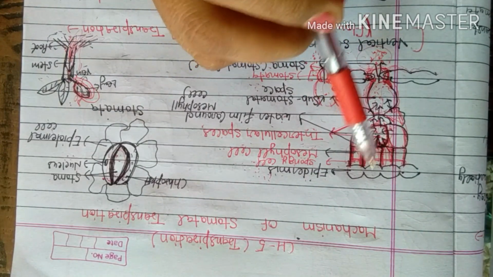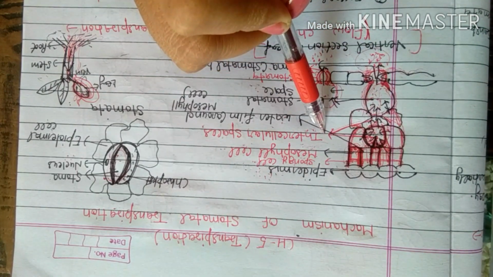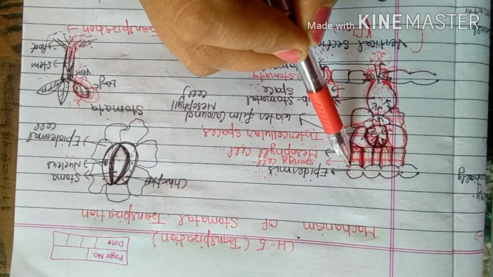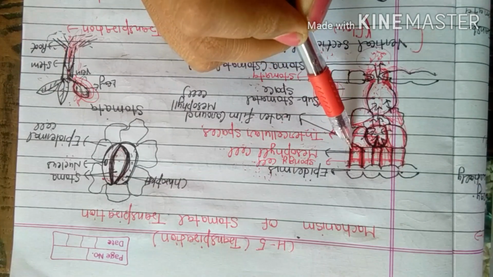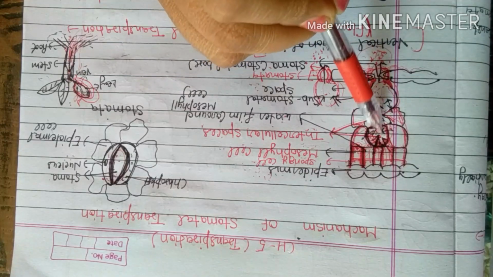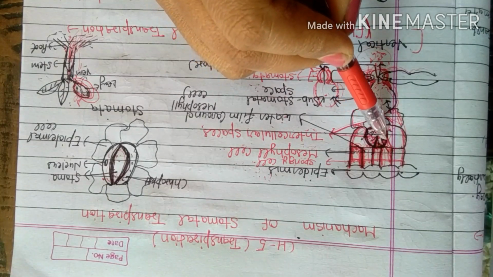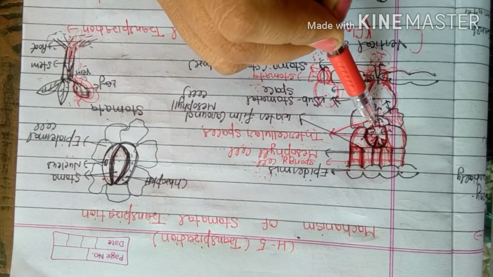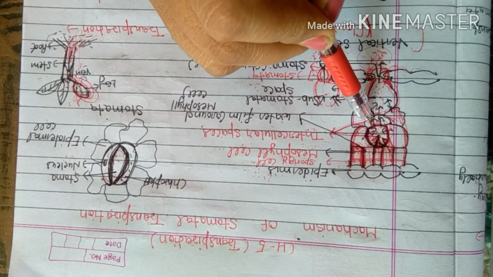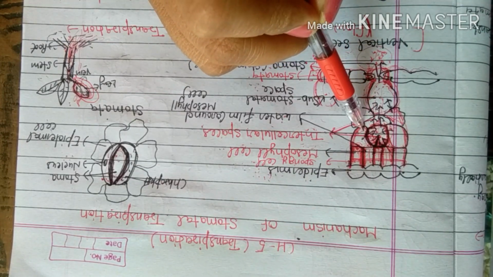Then it moves into intercellular spaces. Again, extra water makes a water film around the mesophyll cell. Then it moves into the intercellular spaces. Here water is in saturated form. Saturated means extra water is deposited in it. Maximum water. Saturated means maximum water.